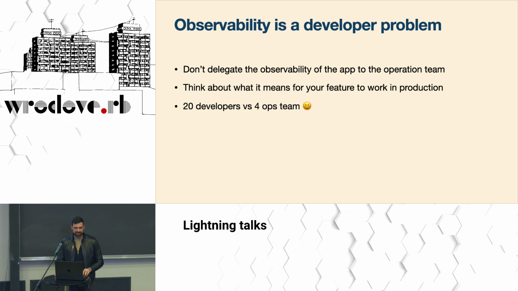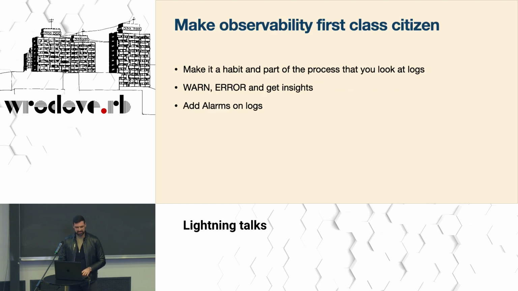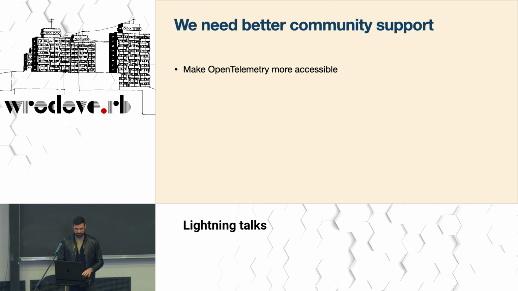Another thing that we have found, more of an organizational problem, is that observability is a developer's problem. It's not something that you can delegate to your operations team. If you have 20 developers and 4 ops people, it's just not going to scale. So try to push it as a first-class citizen. Think about what it takes for your feature to work, and how you monitor that in production. Regularly scan the error and warning logs. Try to build some alarms on top of the logs, which might scale, or maybe not, depending on your volume.